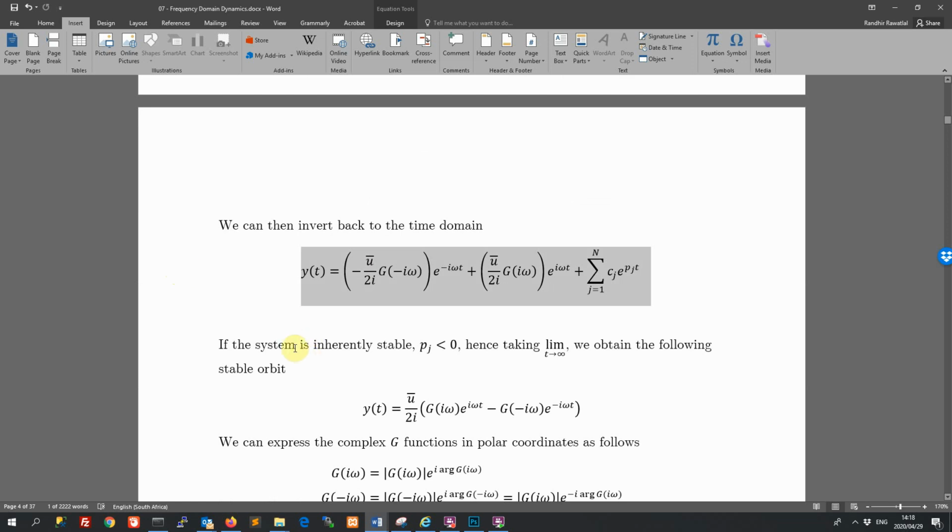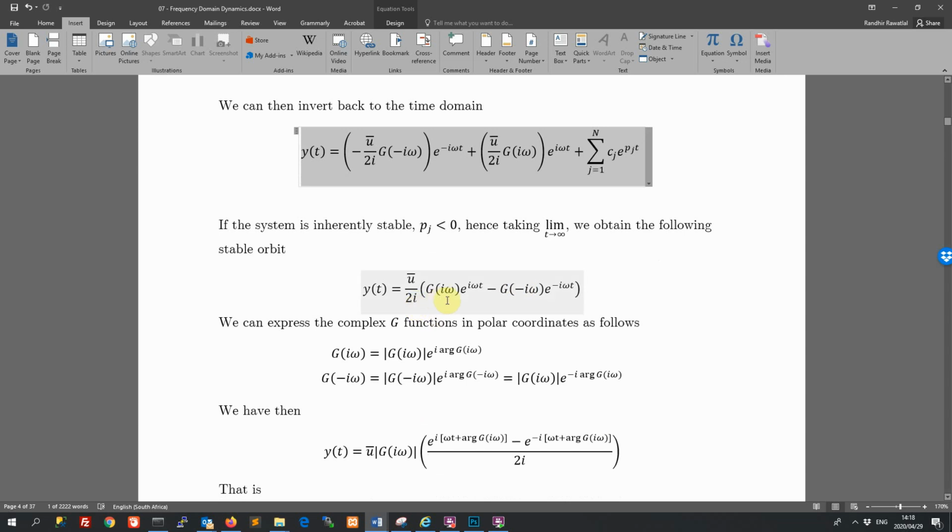Now, if our system is inherently stable, then all these p's will have negative real parts, right? It's basically saying it's not worth talking about if this is not a stable system. So to make progress, let's say our system is stable. So all the real parts are negative, and as t goes off to infinity, these terms all zero out. And so eventually we end up with this relationship, right? Only these terms survive.